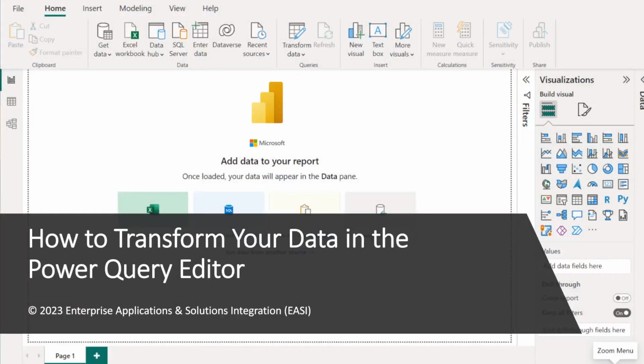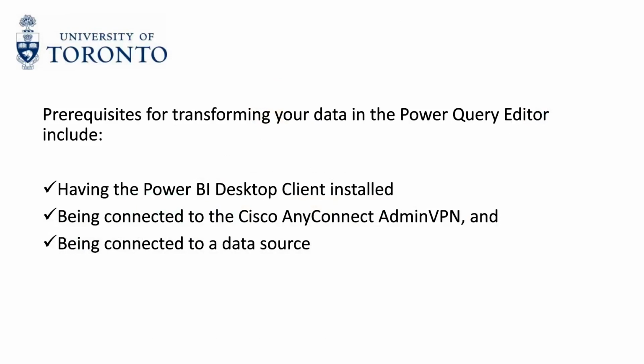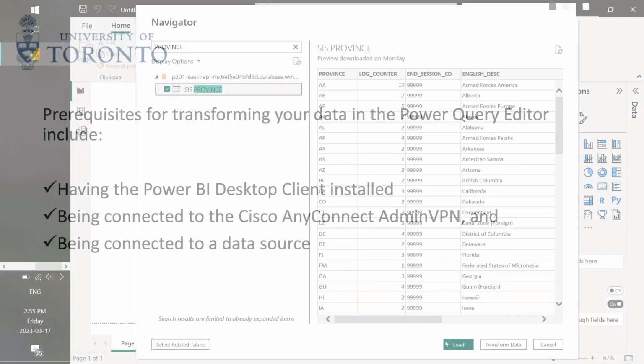How to transform your data in the Power Query Editor. Prerequisites for transforming your data in the Power Query Editor include having the Power BI desktop client installed, being connected to the Cisco AnyConnect admin VPN, and being connected to a data source. We have a video linked below to help you get connected to an Azure SQL database called Rosie Replica, which is a near real-time, read-only copy of the Rosie production data.